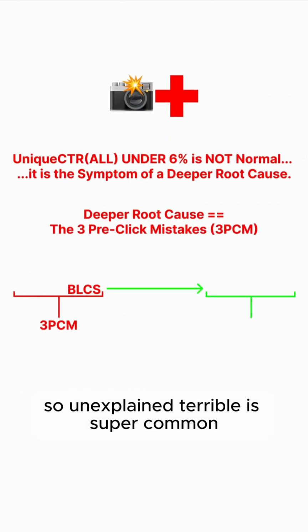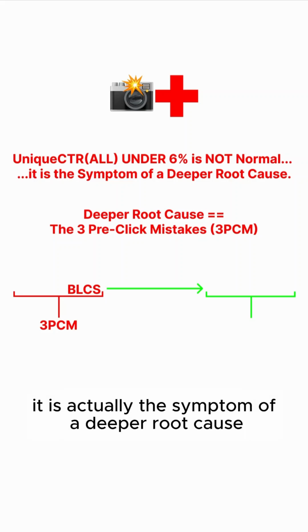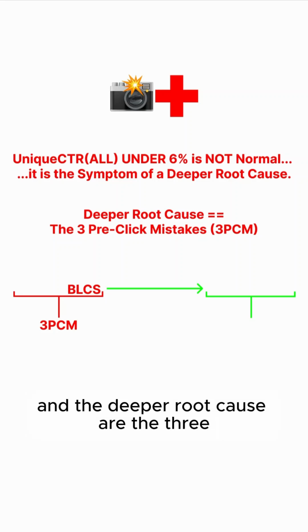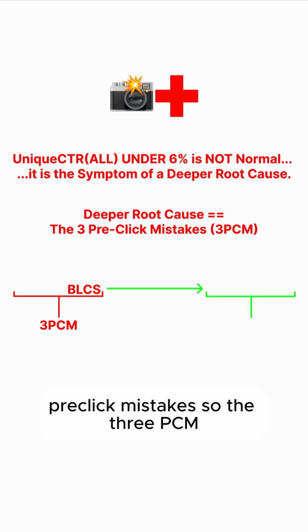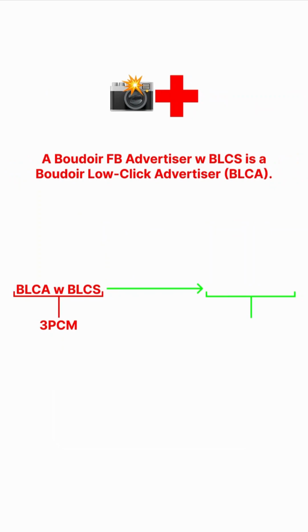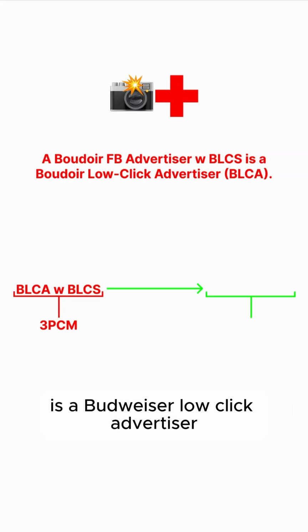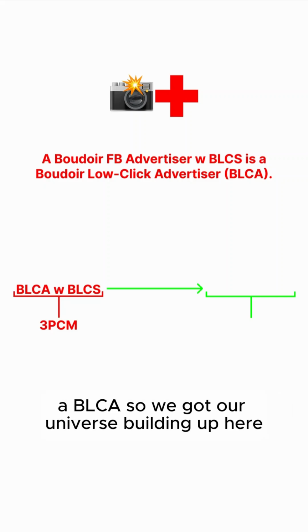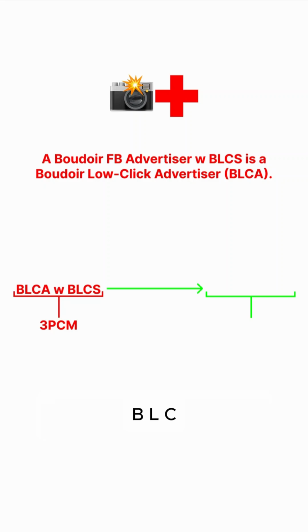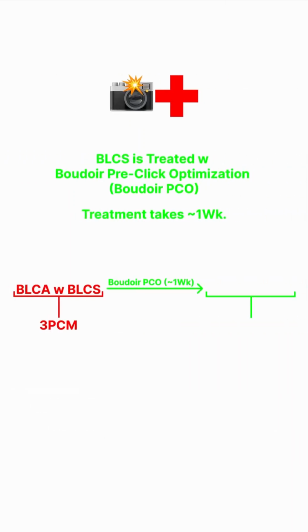So under 6% is super common, but it is not normal. It is actually the symptom of a deeper root cause. And that deeper root cause are the 3 pre-click mistakes. So the 3 PCM, 3 pre-click mistakes, are the root cause of Boudoir low click syndrome. And a Boudoir Facebook advertiser with BLCS is a Boudoir low click advertiser, a BLCA. So we got our universe building up here. BLCA with BLCS is caused by the 3 pre-click mistakes.